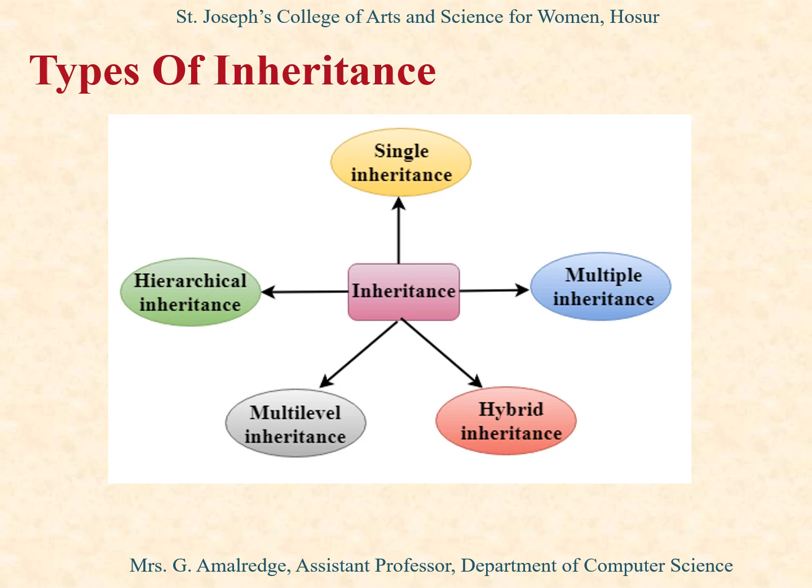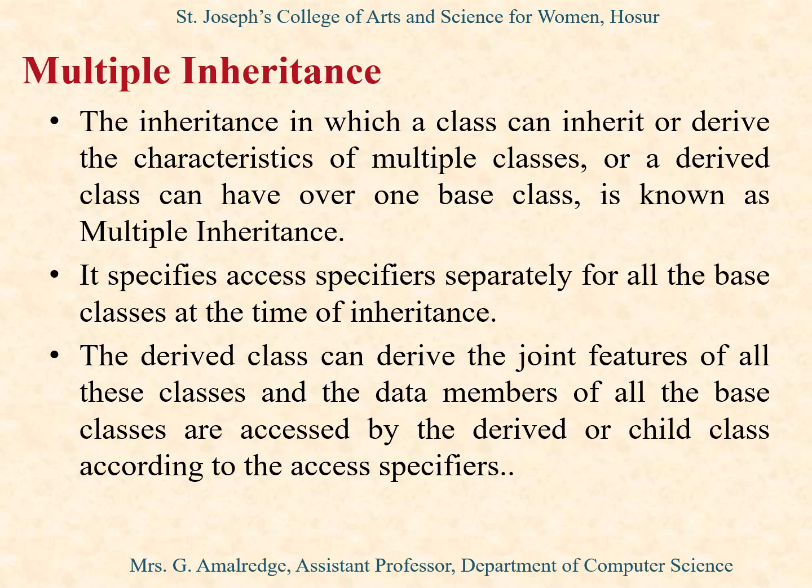Next, we are going to see about the types of inheritance. There are 5 types of inheritance used in C++. Single inheritance, multiple inheritance, hybrid inheritance, multi-level inheritance, hierarchical inheritance. Now we are going to see about multiple inheritance.